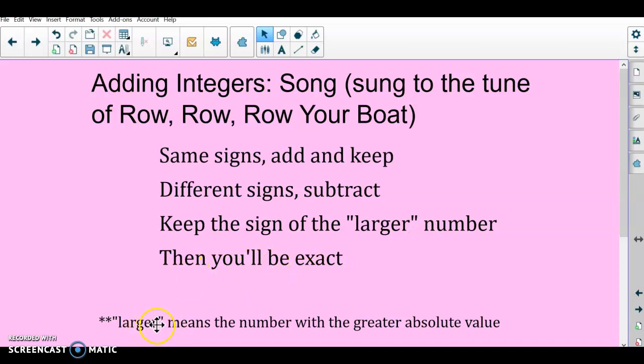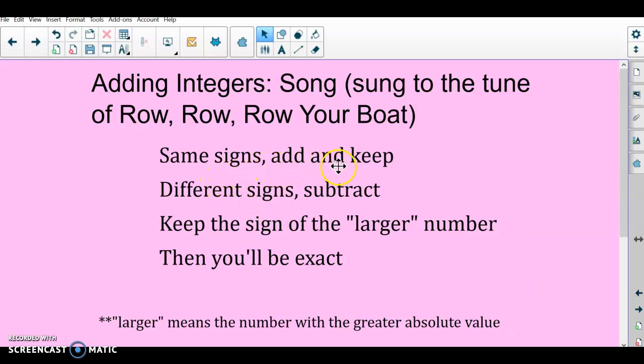So in this case, larger, I put it in quotation marks because larger definitely means the number that has the most value, but in quotation marks, it means the number with the greater absolute value. So -8 and +5, the larger, quote unquote, number is going to be -8 because it's going to have the greater absolute value. So one more time before we go.